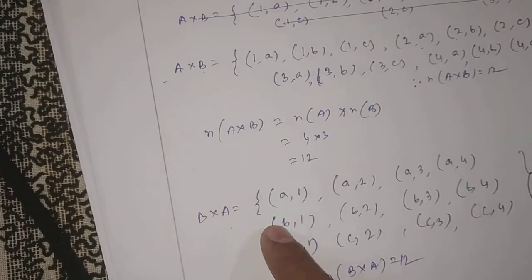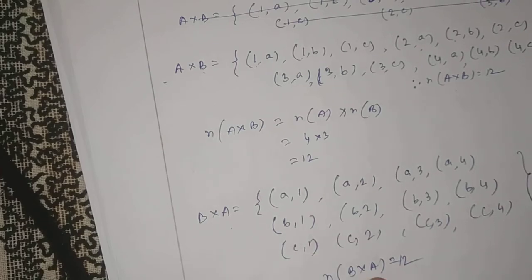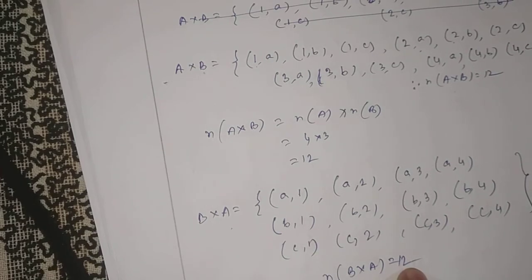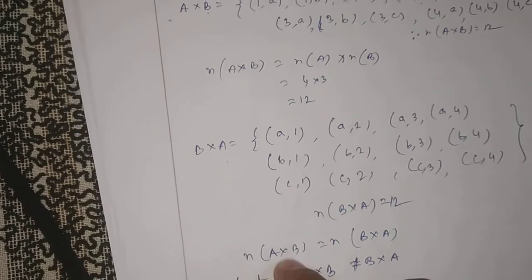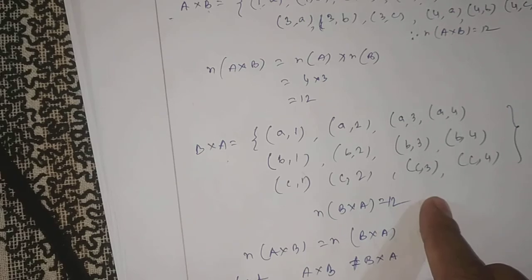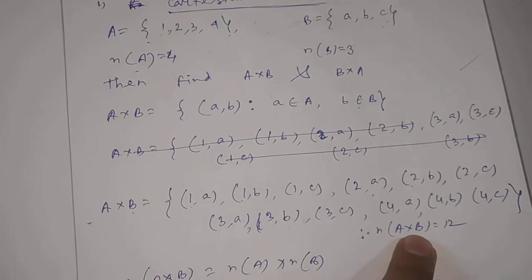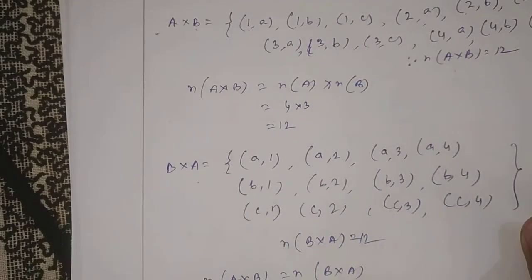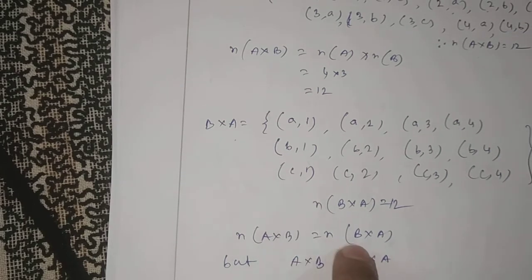Now if you count the total number of ordered pairs in B cross A, then what do you get? n of B cross A equal to also 12. So we can claim n of A cross B equal to 12, n of B cross A equal to also 12. So we can claim n of A cross B equal to n of B cross A.